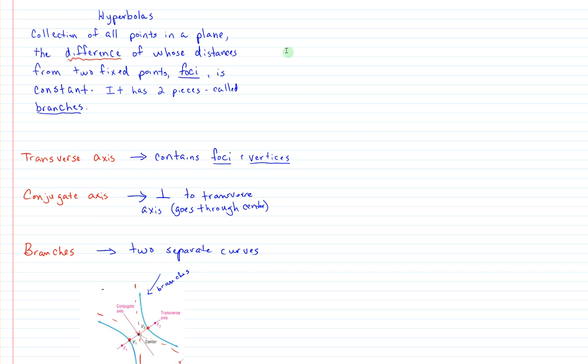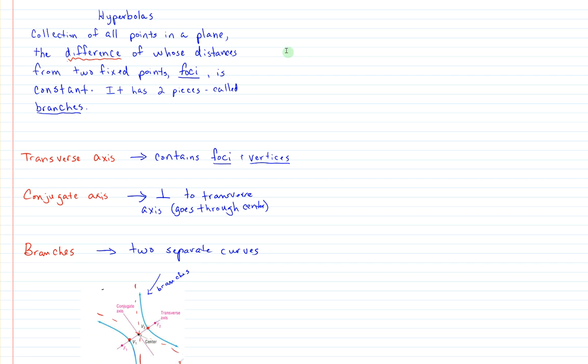This is section 10.4, and this is the last of our conics. We've done the parabola and the ellipse, and now we'll finish with the hyperbola. A hyperbola is the collection of all points in a plane where the difference of whose distances from two fixed points, the foci, is constant.